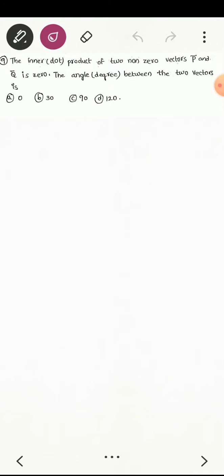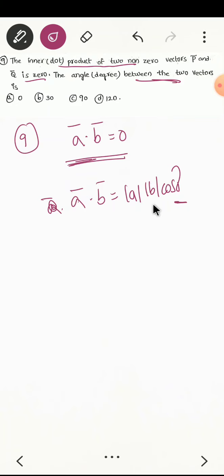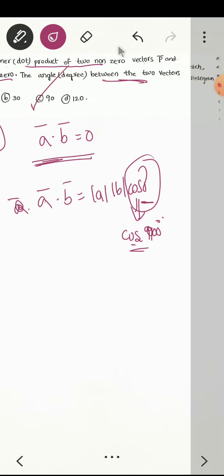Then problem number 9. It is very easy, right? What they are saying: the dot product of two non-zero vectors P and Q is 0. Two non-zero vectors, dot product is 0, A dot B equal to 0. That means A dot B can be written as mod A mod B cos gamma. When will you get 0 here? If cos becomes 0, at which angle? At cos 90 only cos will be 0. So option C will be the correct answer.